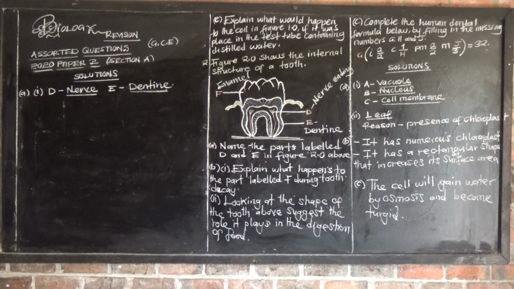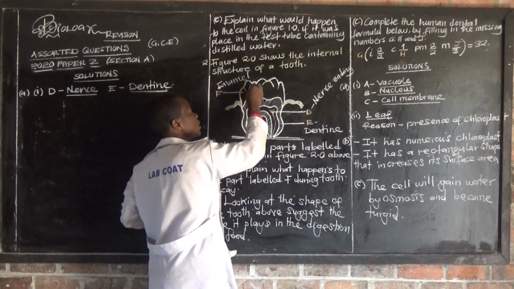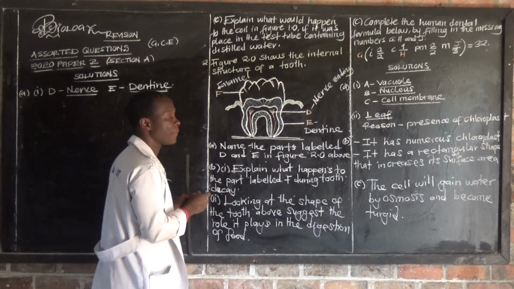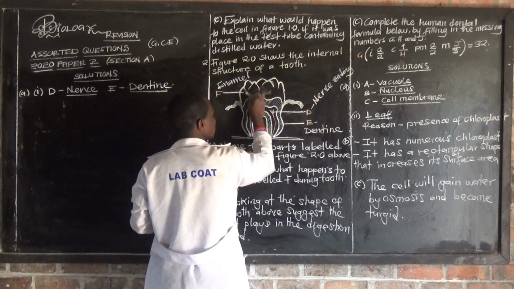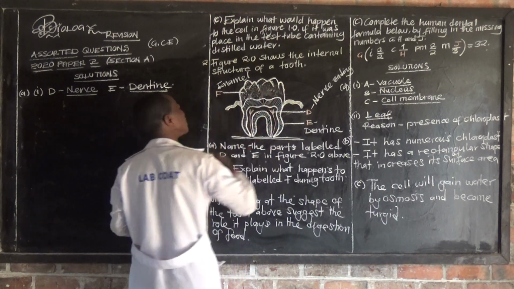Question B. It says explain what happens to the part labeled F. So the part labeled F is the enamel, right? So what happens to the enamel during tooth decay? What happens to this part, the enamel, during tooth decay? Are we together?